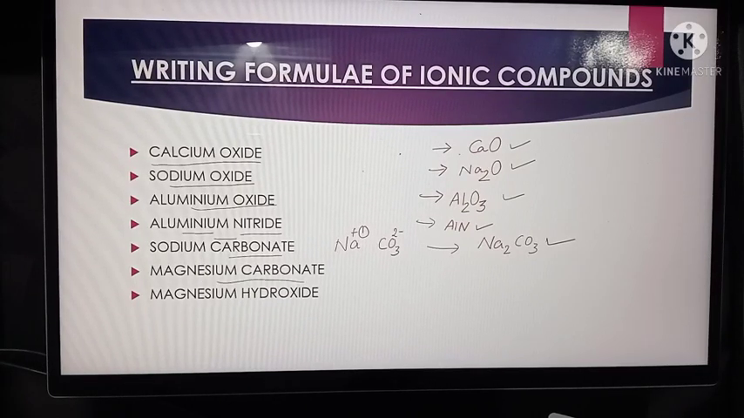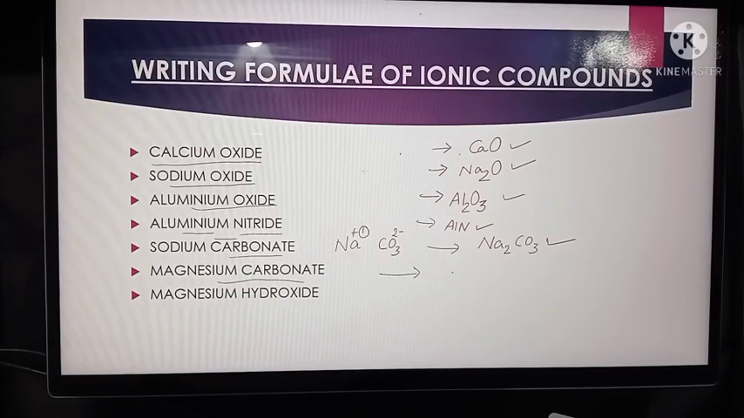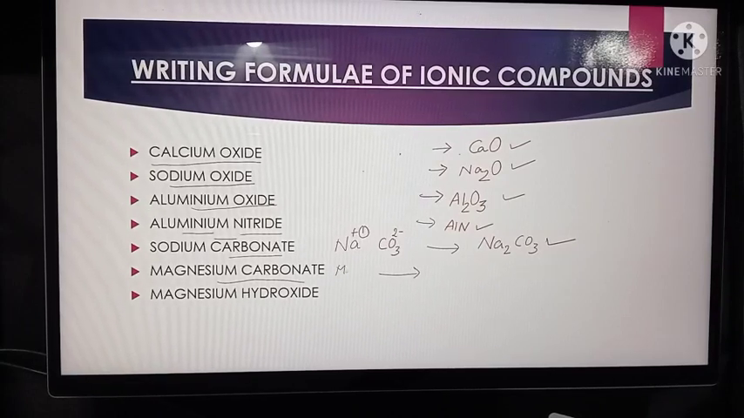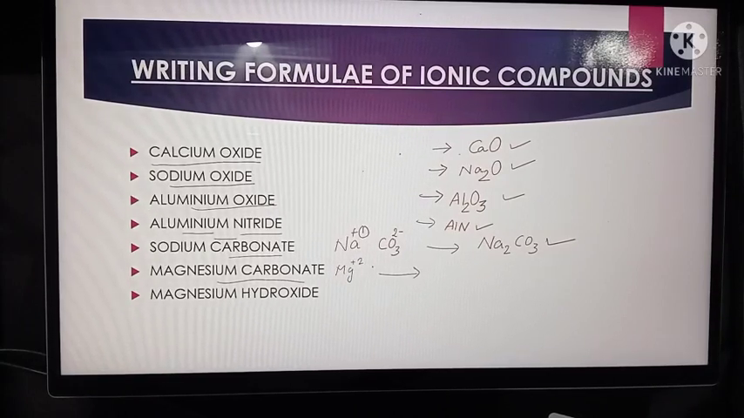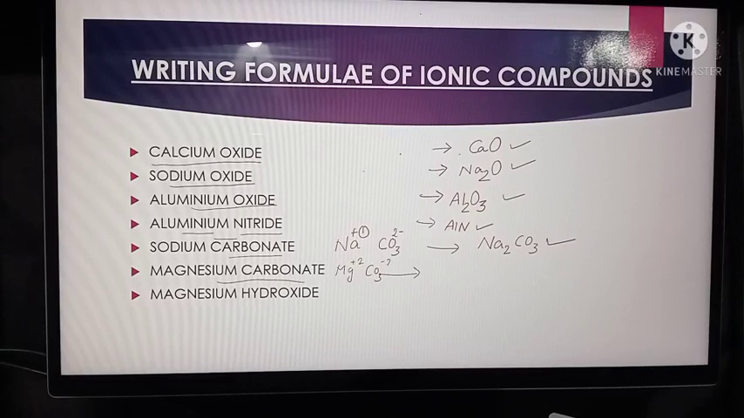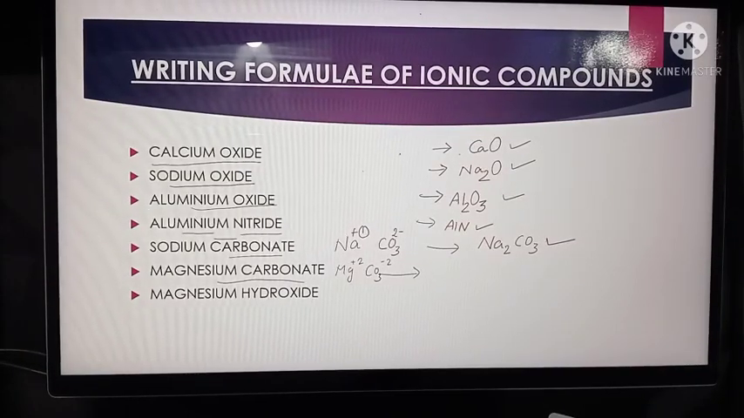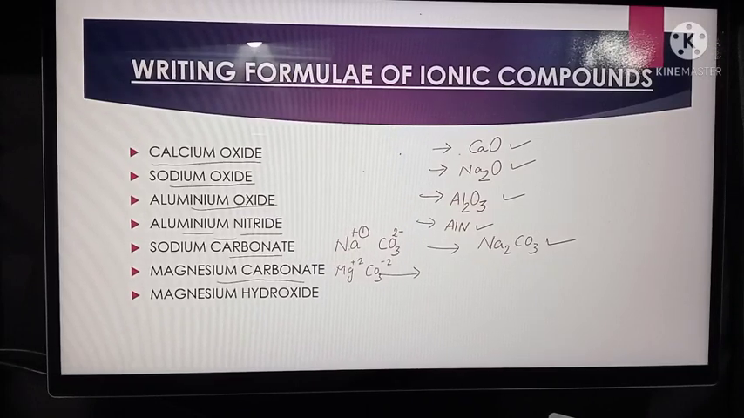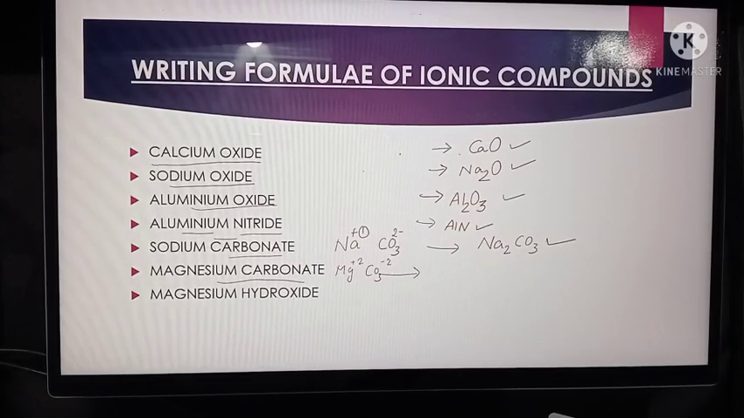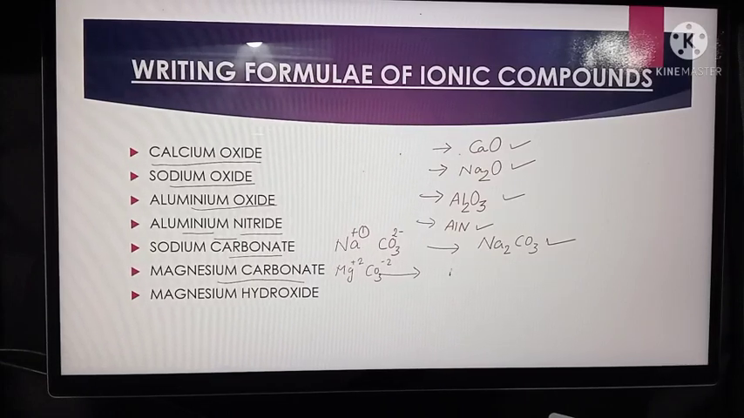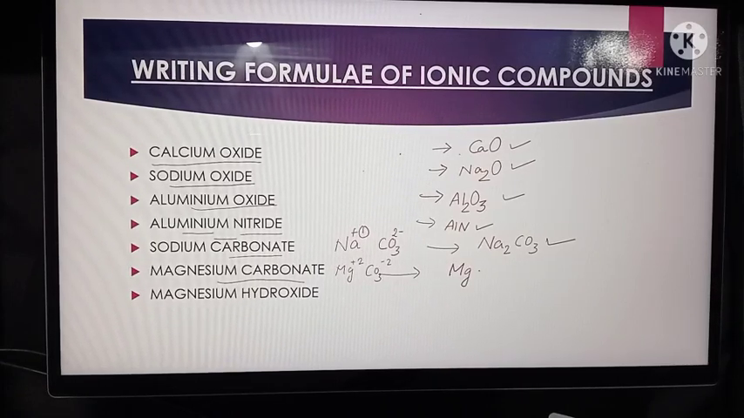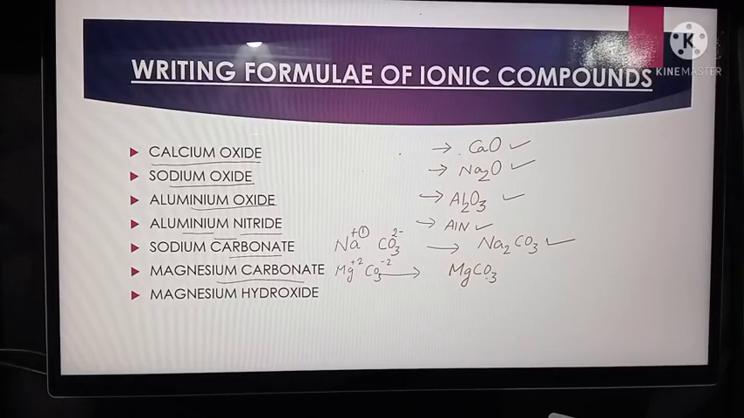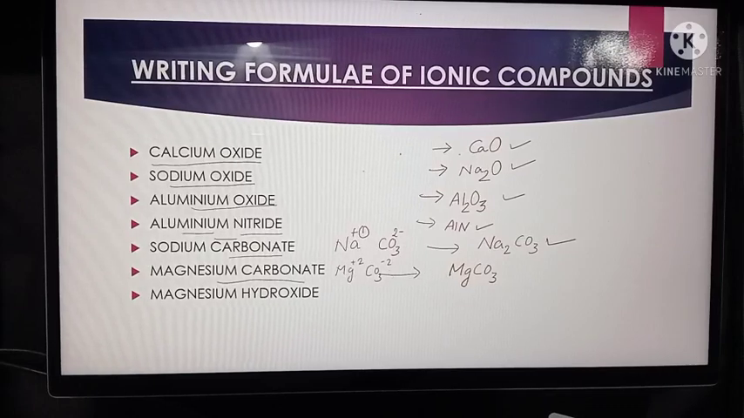The next one is magnesium carbonate. Magnesium, you know, is +2 and again carbonate is -2. Just like we have seen in the case of calcium oxide and aluminium nitride, if you get the same valencies, then there is no need of putting those numbers. It is understood as the lowest number is 1. So MgCO3, if you write, it is sufficient. MgCO3 is the formula of magnesium carbonate.